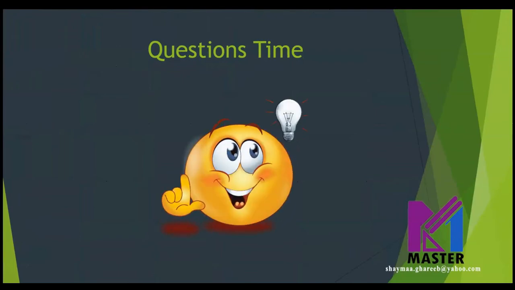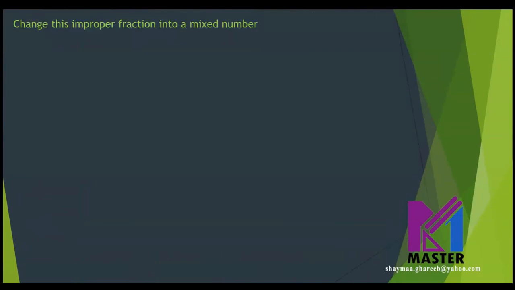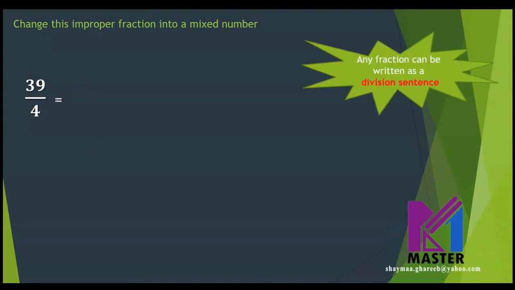Now it's our questions time. Are you ready? Change this improper fraction into a mixed number. We said, first step, I'm going to write the division sentence. 39 divided by 4, which means how many 4s are there in the 39? So the answer will be 9 4s with remainder 3.